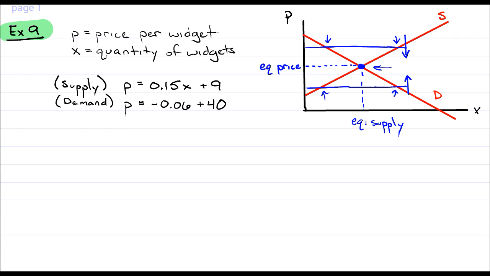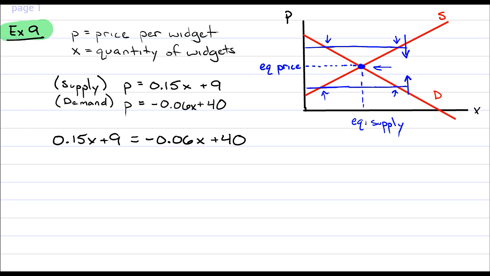Okay, so now as far as how to actually solve for the equilibrium price. If you look at our supply and demand equations, they are both of the form P equals something. So what we're going to do is set these equations equal to each other and then solve for X. In the supply equation, P is equal to 0.15X plus 9. And in the demand equation, P is equal to minus 0.06X plus 40. I'm sorry, there's supposed to be an X in that equation. So I set those equal to each other, and then I solve for X.